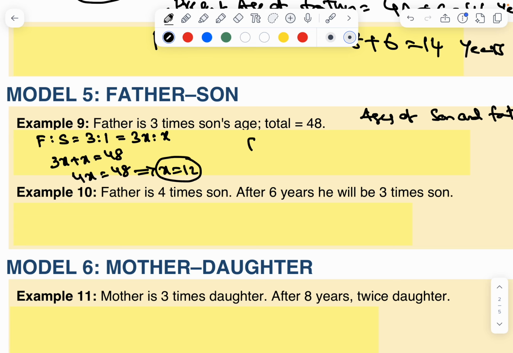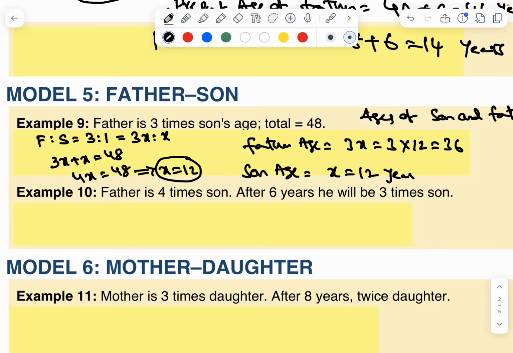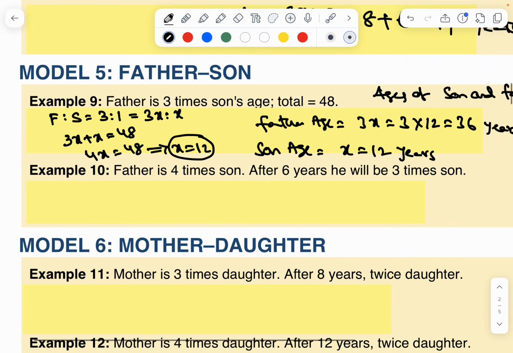Okay. Therefore, father is 3x. Therefore, 3 into 12, 36. Therefore, son is x, that is equal to 12 years. Next question.